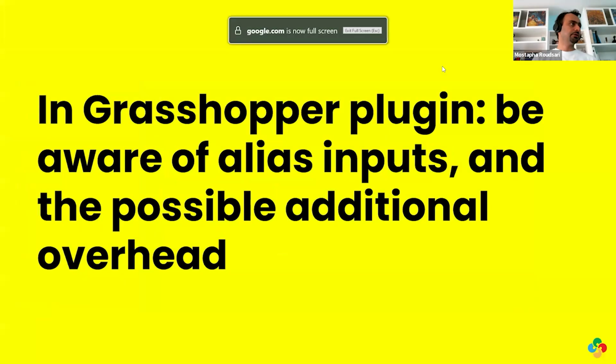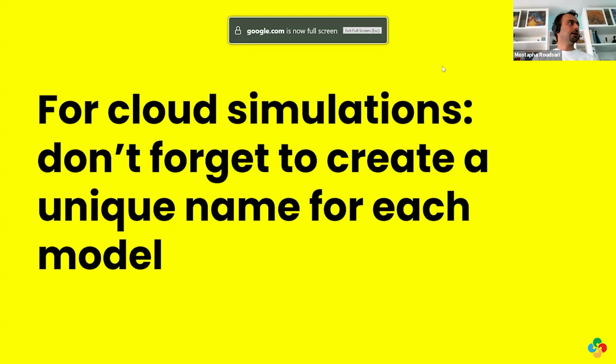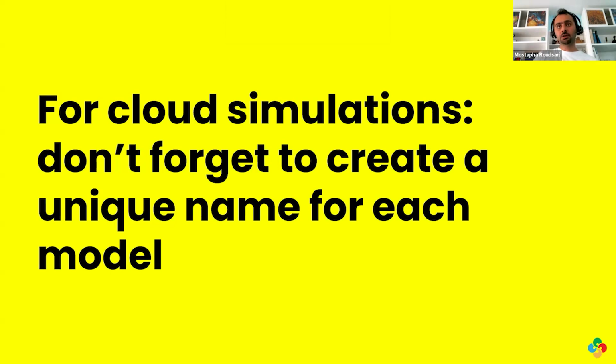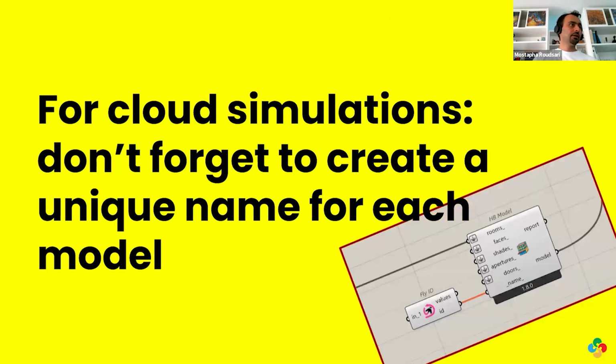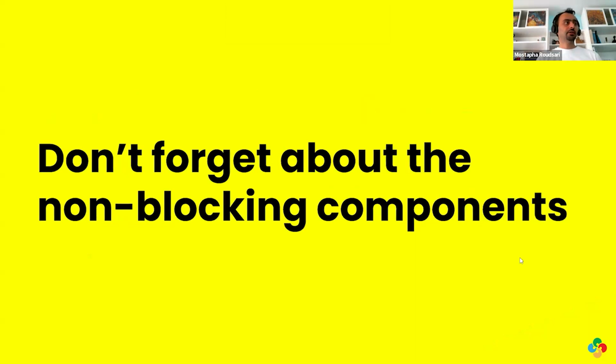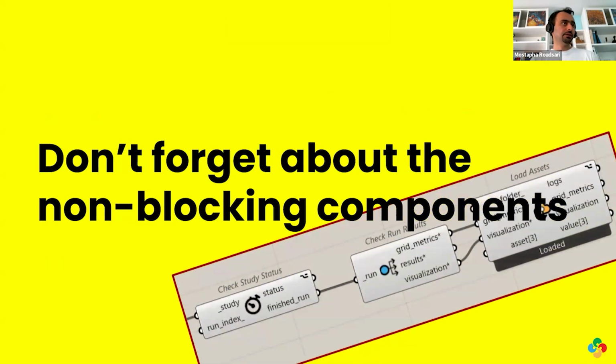And I'll be done soon. Don't forget to create a unique name, otherwise you overwrite the files. This is important. The way you can set the unique name is to use the ID connected to the name, and that will do it. Don't forget about the non-blocking components when you're downloading the results, otherwise it will not wait to download. Those are the ones, right? Look for this thing.